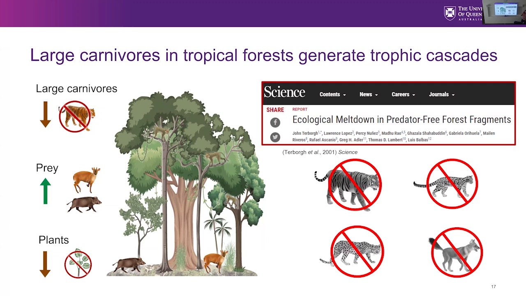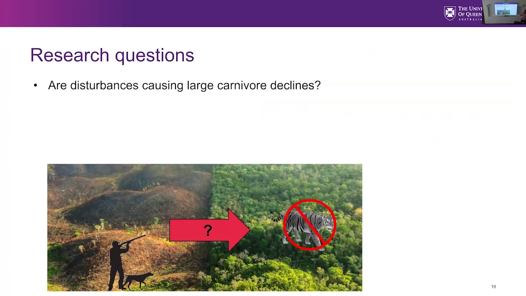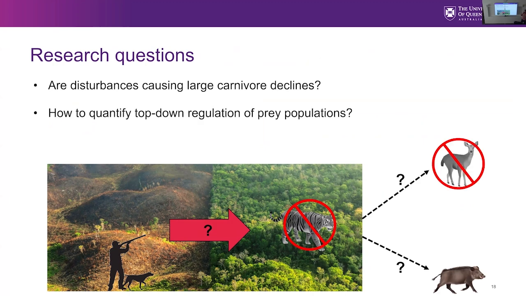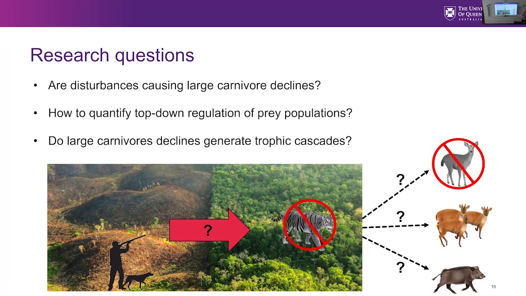However, I want to know, since there's been lots of large carnivore extinctions in lots of tropical forests around the world, why haven't we seen more trophic cascades research from tropical forests since 2001? The specific questions I aim to answer are to understand if disturbances are actually causing declines in these large carnivore populations. Then, how can I quantify that top-down regulation from large carnivores suppressing prey populations, and combine this information to understand if large carnivore declines indeed generate trophic cascades in these tropical forests?